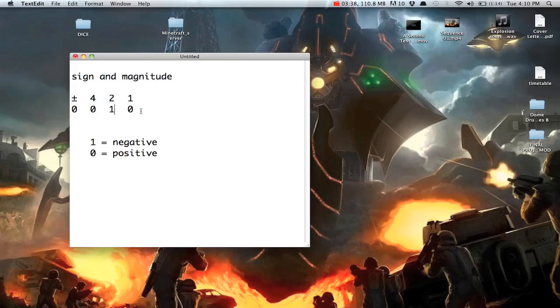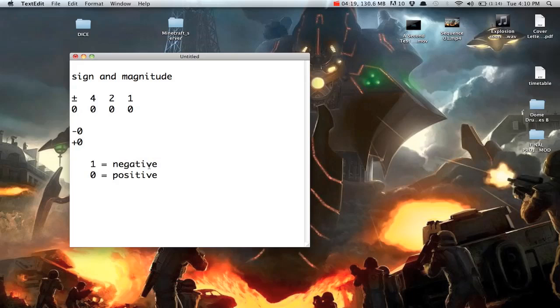Let's see if you can work this out. Pause the video. Can you see a flaw? How about now? I think you can see it now. There are two ways to represent 0, which is not good. This 1000 is a negative 0, which in itself, what the hell? It makes no sense whatsoever. But 0000 equals positive 0.